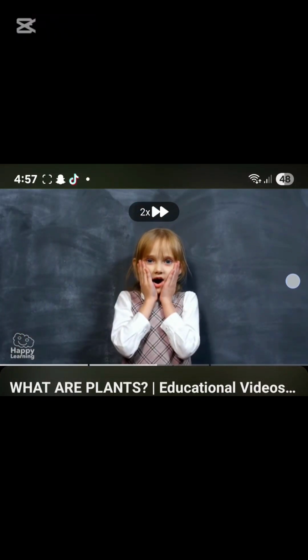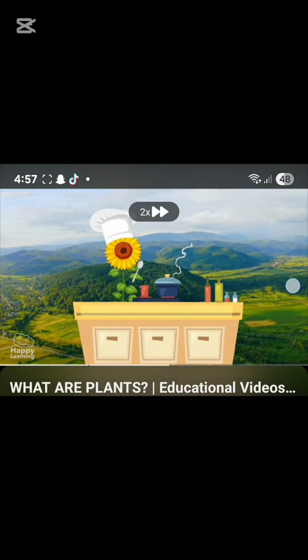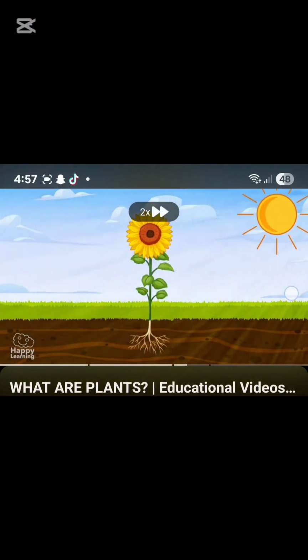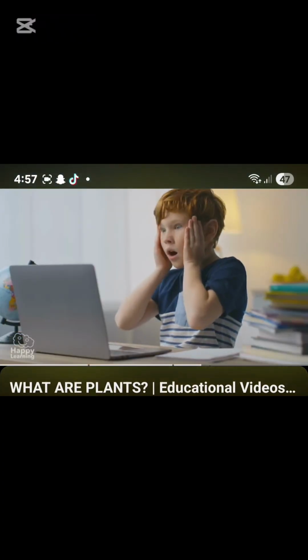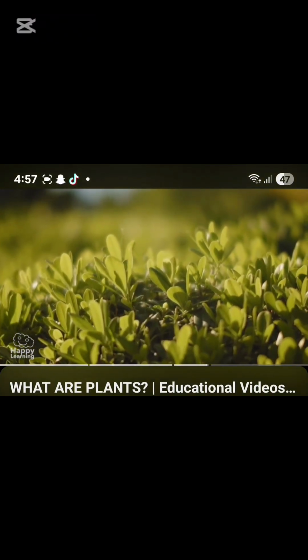And to do all this, they need to feed. Yes, that's right. Plants also feed themselves. Do you know how? Well, by producing their own food. They are their own chef. Thanks to the air, the water, the mineral salts in the soil, and the sun, they make their own food with a process called photosynthesis. It's amazing!